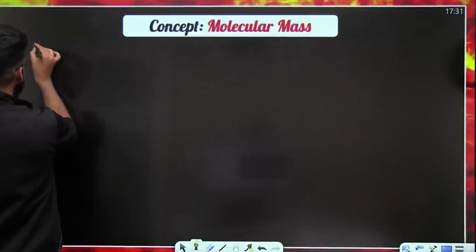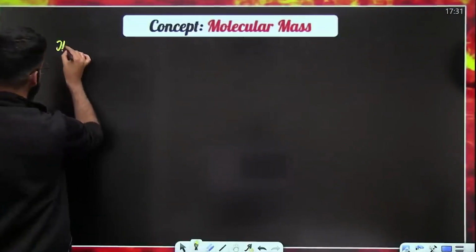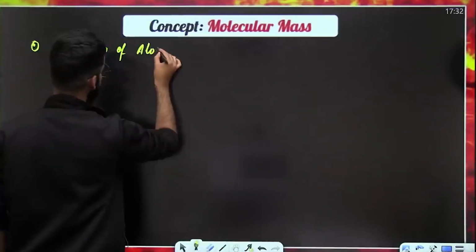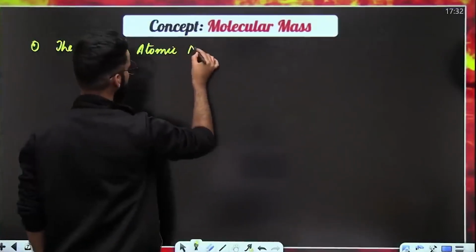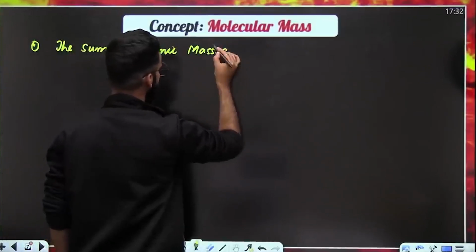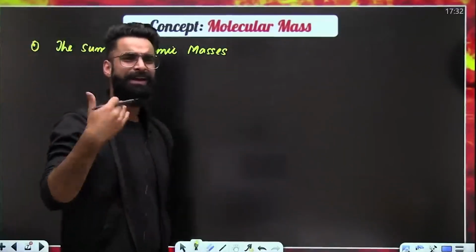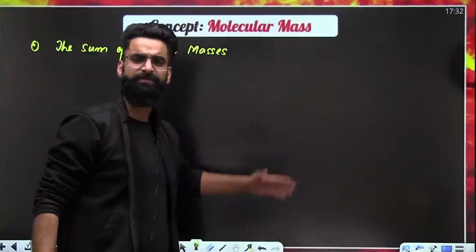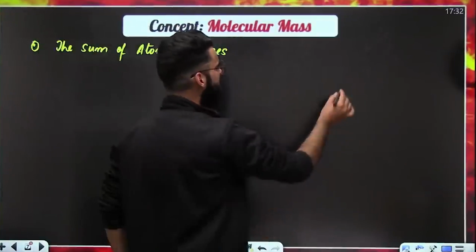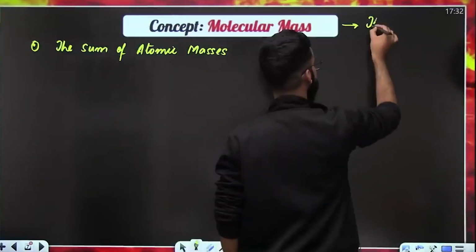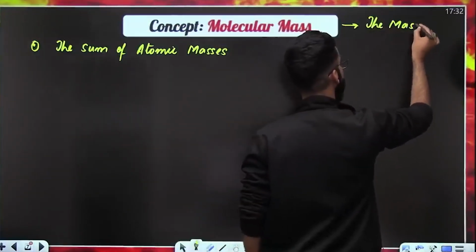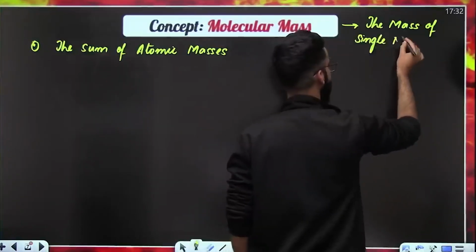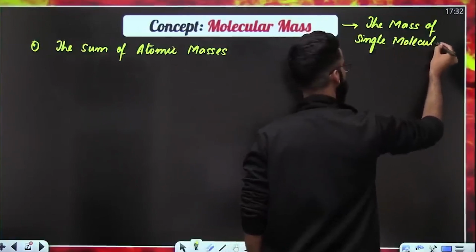All right. Second terminology, that is molecular mass. How do we define it? The sum of atomic masses. Like we defined atomic mass as the mass of one atom of an element, in a similar way you can define molecular mass. In simple words, molecular mass is basically the mass of a single molecule.